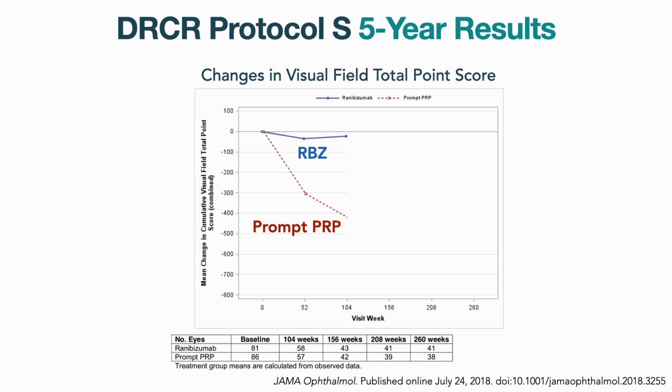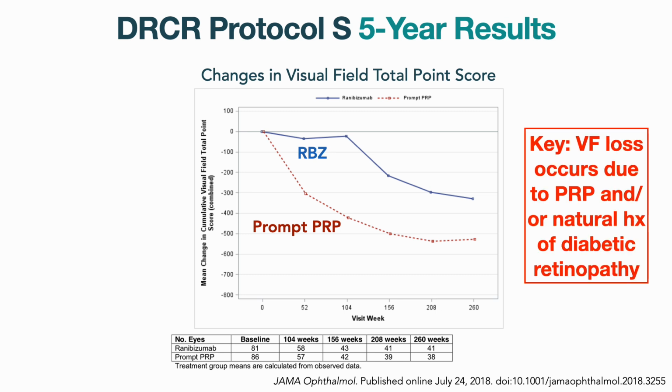And then we also saw that initially at the 2-year mark, this is a visual field total point score. Basically, the lower you go, the worse. So with ranibizumab, they held on to their visual fields peripherally, but then the prompt PRP people lost it. Theoretically, that should all be due to laser. But then over time, they basically got a lot closer to each other because we know diabetic retinopathy takes away peripheral vision because it causes peripheral nonperfusion.